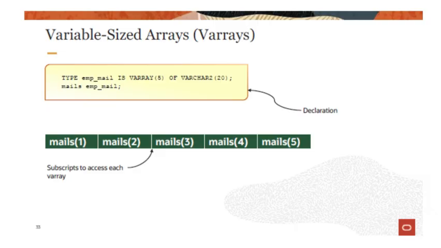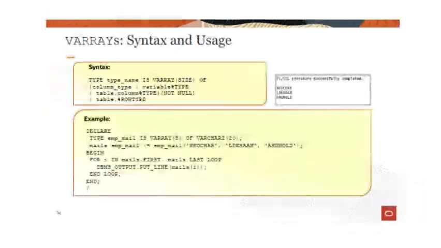Varrays have a fixed upper bound on the number of elements, and you have to specify the upper bound when you declare them. This is similar to arrays in C language. The maximum size of a varray is 2 GB, as in nested tables. To access an element of a varray, you use standard subscripting syntax. You see the syntax for creating a varray and usage of the varray.